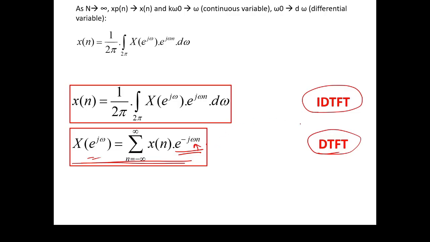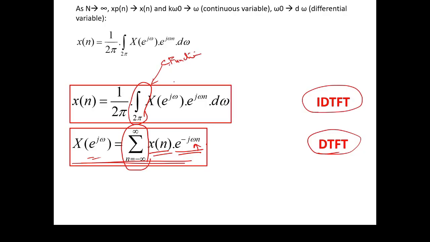Now if you look into the IDTFT, what is happening is we are having an integration. Integration is a continuous process, it is applicable for continuous processes. So even though for the forward transform we are using the discrete equation, in the inverse transform we have to use a continuous function.